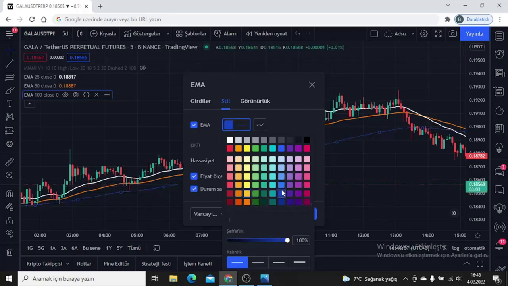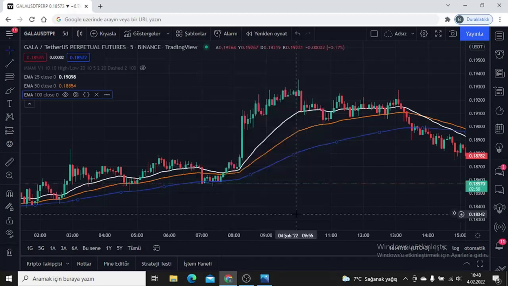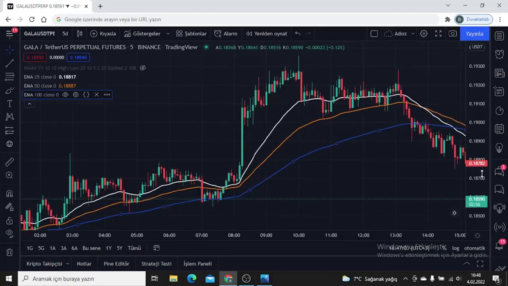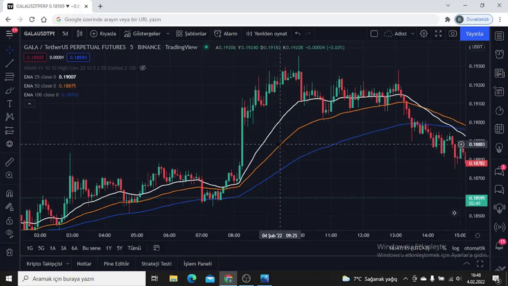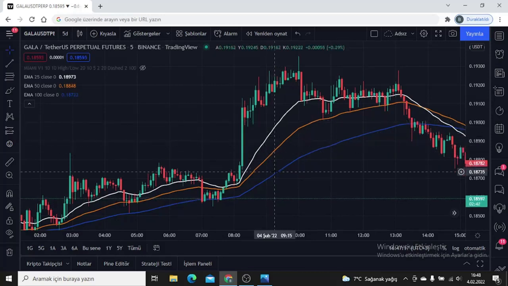As you can see now, I have 3 moving averages. First of all, let me tell you the places that I should pay attention to. 25-day moving average in white, 50-day moving average in orange, and the blue one is the 100-day moving average. Before entering the transactions, we should pay attention here.